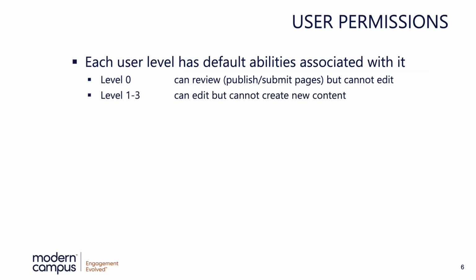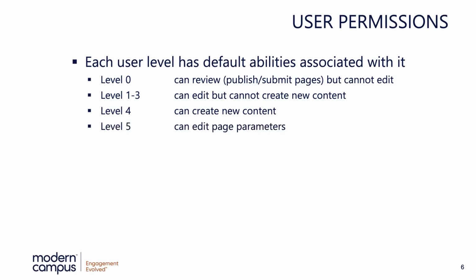A level 1 through 3 can edit, but they can't create new content, meaning they cannot create new pages or sections or assets. A level 4 is where you can start to create new content. And the difference between a level 4 and a level 5 is they can both create new content, but the level 5 can edit page parameters, which we were looking at yesterday, like changing the hero image for a page, turning on navigation on the side or not.